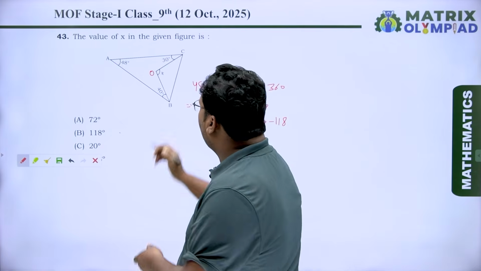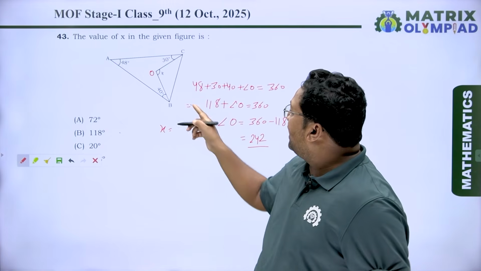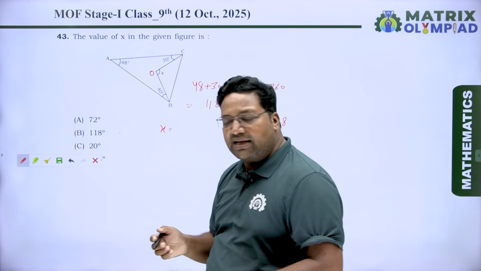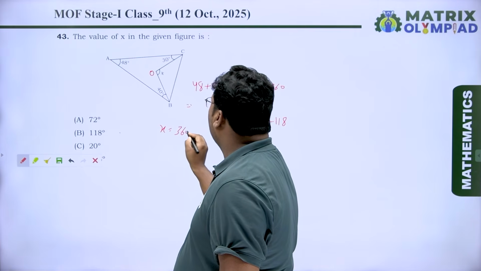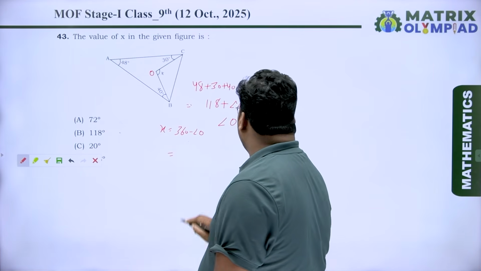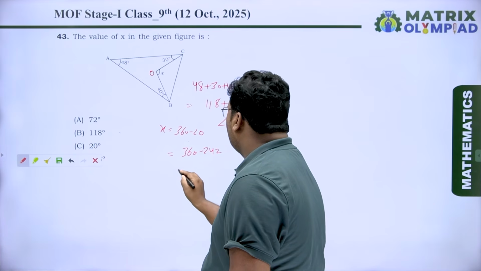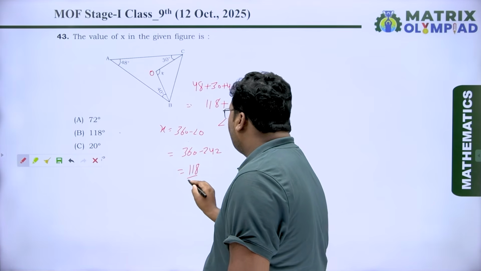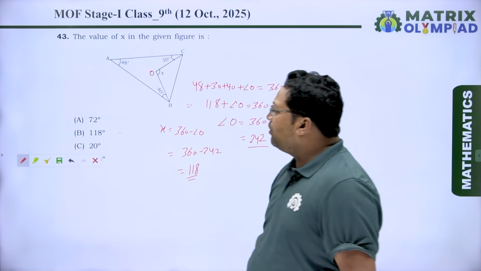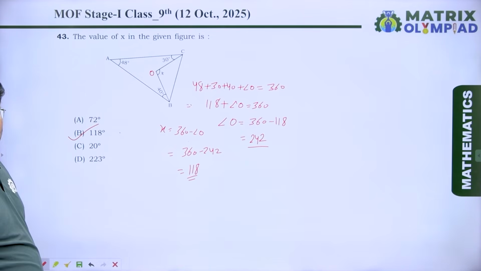Here you can see the value of x is the reflex angle of angle BOC, and the reflex angle is 360 minus angle O. So here you can see the value of x is 360 minus 242, which is equal to 118 degrees. So the value of x is 118 degrees. So option B will be the right answer.